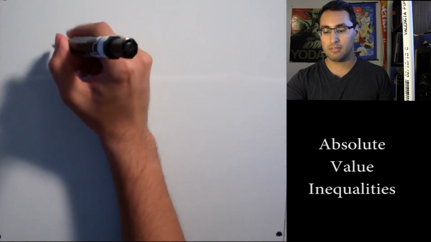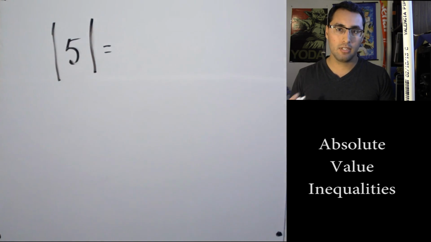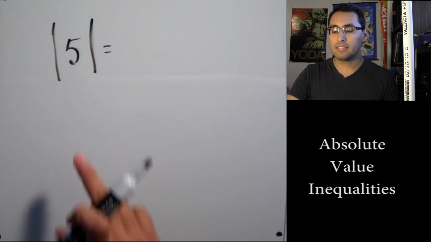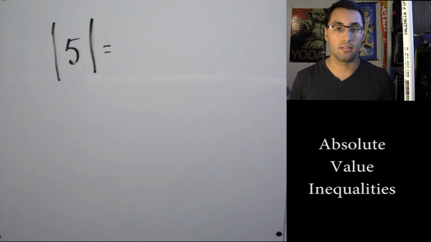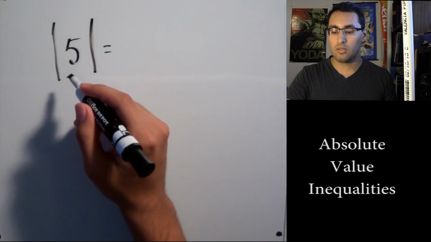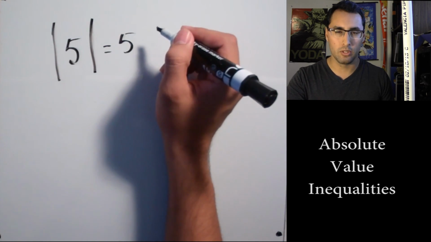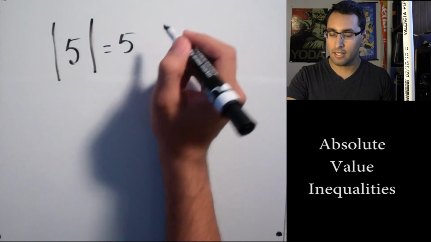I'm going to give you the absolute value of 5. What absolute value represents, when you hear this, you better be thinking of the word distance. It's the distance away from 0. Well, how far is 5 away from 0? Well, it's 5. You should know that. If you don't, find out a way you can.